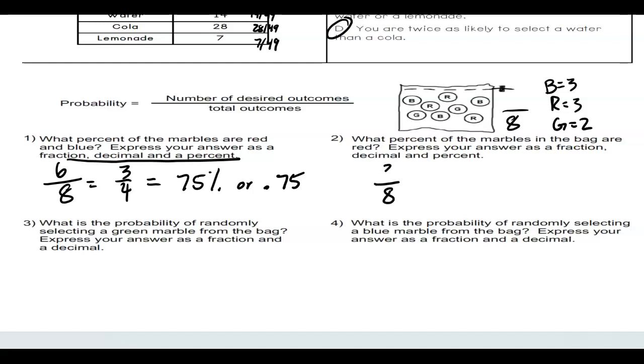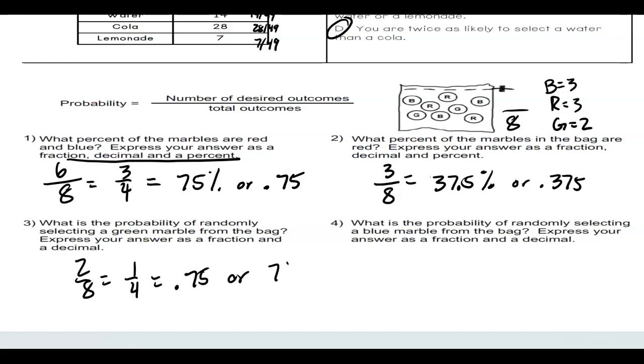Percent red should have been 3/8, which is equal to 37.5%, or 0.375. Do number 3 in Edpuzzle. Green is 2 out of 8, which is 1/4, which is 0.25 or 25%.